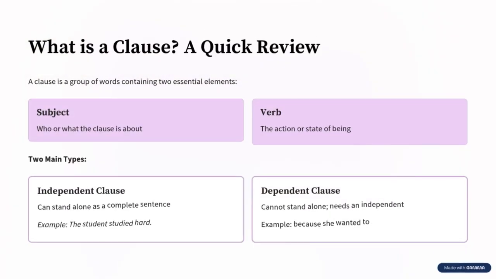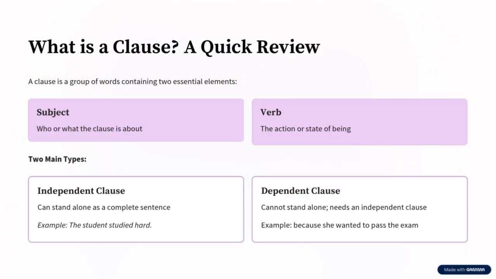Before we talk about noun and adjective clauses, let's do a quick review. A clause is any group of words that has both a subject and a verb. An independent clause is a complete thought and can be a sentence by itself. A dependent clause, however, is an incomplete thought. It's a clause that depends on an independent clause to make sense. Today, we're focusing on two specific types of dependent clauses.